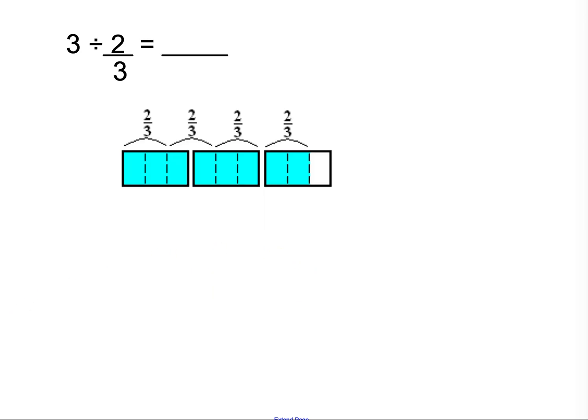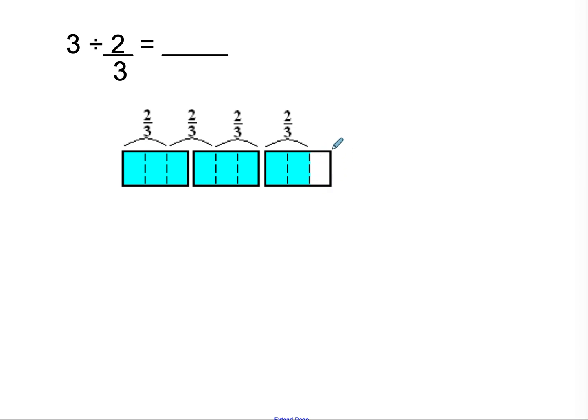All right, let's look at this last one. 3 divided by 2/3. This one's a little trickier. We're looking for how many groups of 2/3 are in 3 wholes. So I have 1, 2, 3 big rectangles, and they're each split into thirds. Let's see how many groups. I have 1, 2, 3, 4 groups that each have 2 little bars in them. 1, 2 for your first, 1, 2 for your second, 1, 2, 1, 2. And then I have only 1 left over.